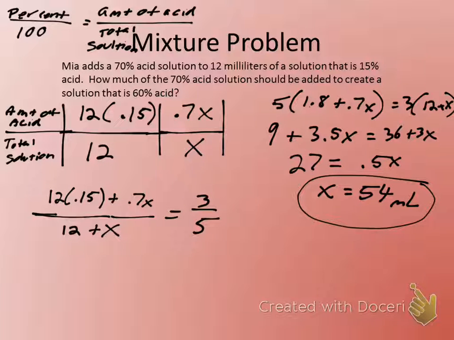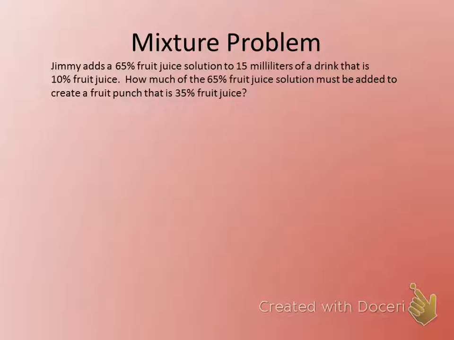Okay, which is going to lead into the next mixture problem for you guys. Jimmy adds a 65% fruit juice solution to 15 milliliters of a drink that is 10% fruit juice. How much of the 65% fruit juice solution must be added to create a fruit punch that is 35% fruit juice? So show me the setup to this one, and then I'll give the correct answer on the question.